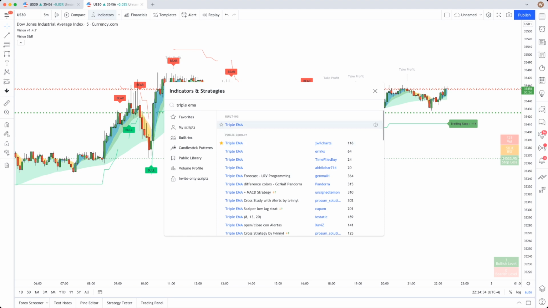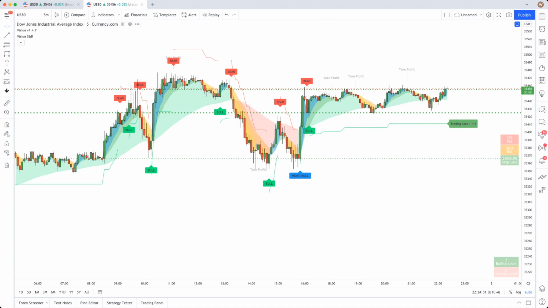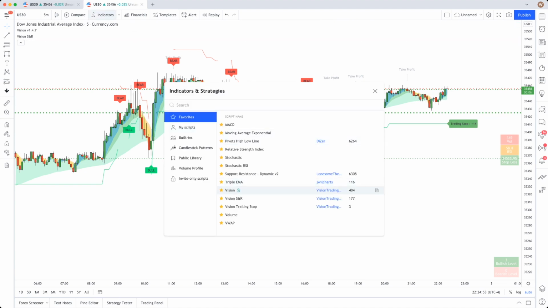If you do look for the triple EMA in the indicators on TradingView, don't go with the built-in one. That thing's trash. It's literally only one EMA and it says triple. Go to the J-Will charts, the one that's created by J-Will charts, triple EMA. I don't know who it is, but thanks for making it. It actually works. I'm surprised you guys haven't created one yet. We might. I mean, it's just one of them super basic things.